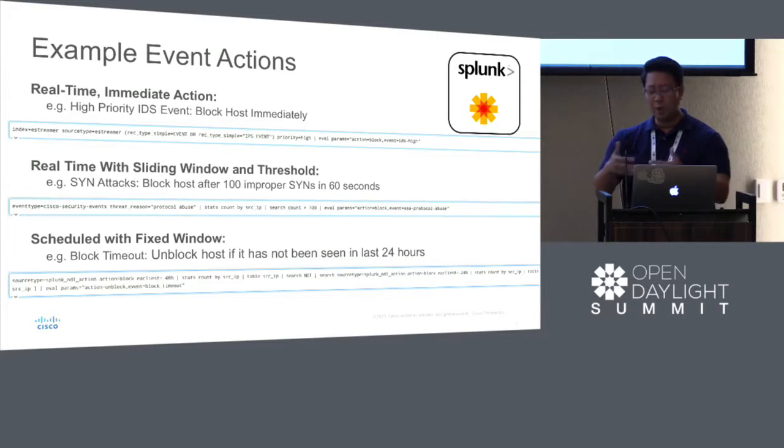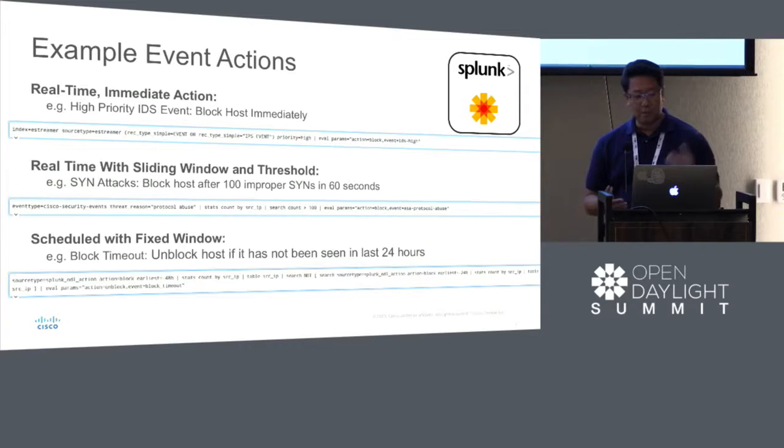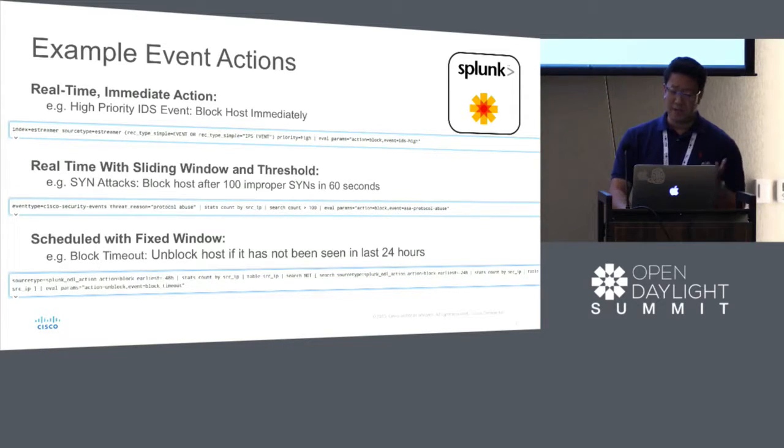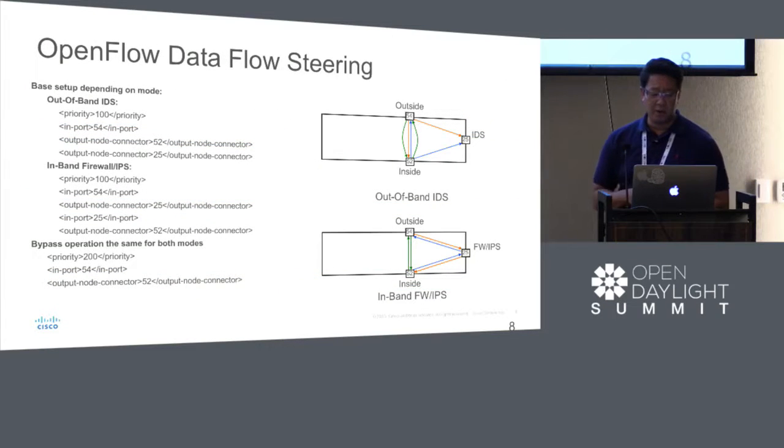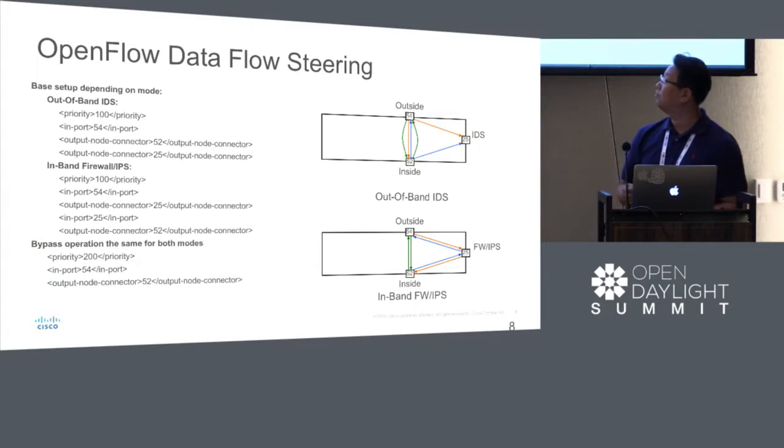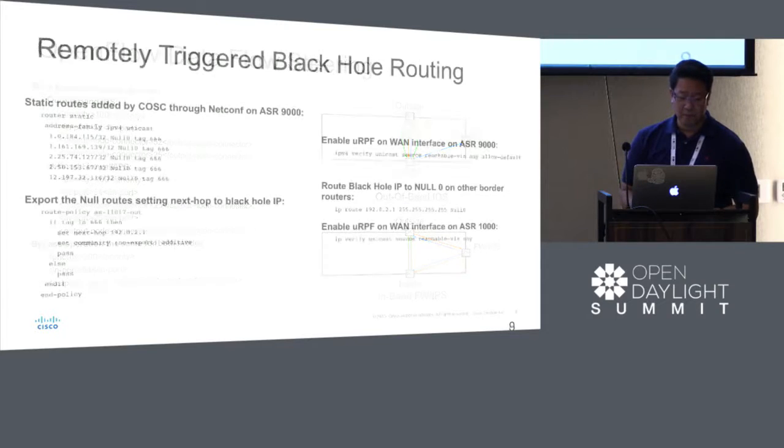We don't want to block the host forever, because the DDoS host may be compromised, but after a certain time it may be healed. So we wanted to put in an unblock host time. That's what we did here as an example. And this is the OpenFlow side on the Nexus 3K. We could put Sourcefire IDS or firewall in inbound or outbound, and I just put in some examples. It's not really in depth, but if you have a question, I could answer that later on.